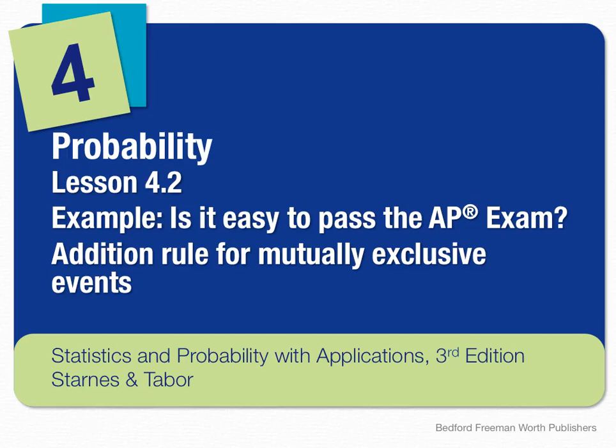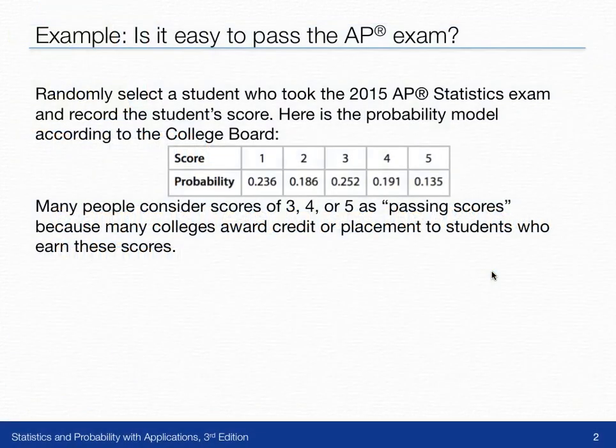In the Lesson 4.2 example, "Is it easy to pass the AP exam?" we're going to look at the addition rule for mutually exclusive events. Now this rule only applies to mutually exclusive events.